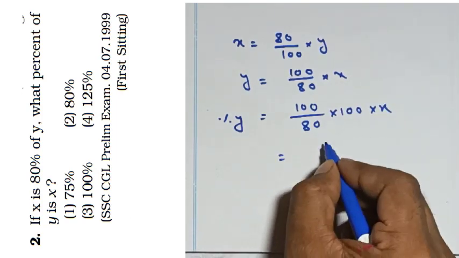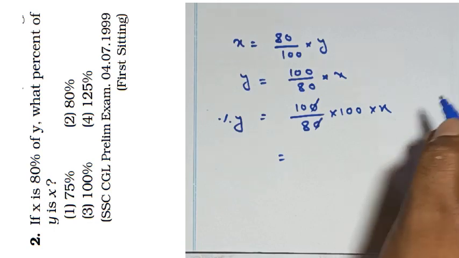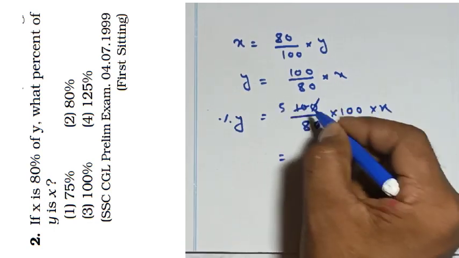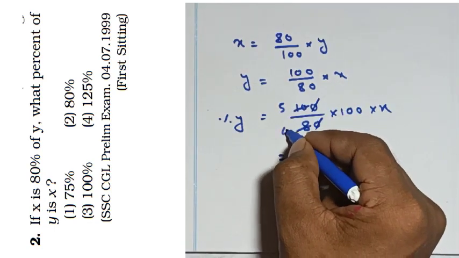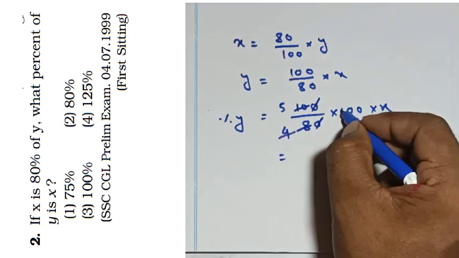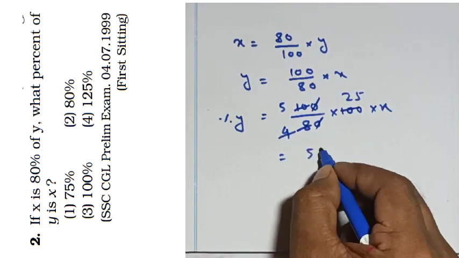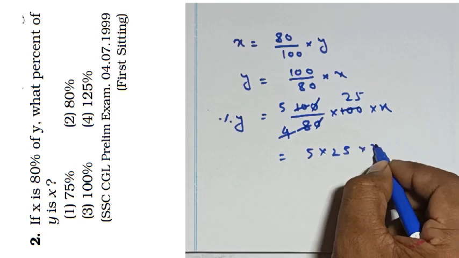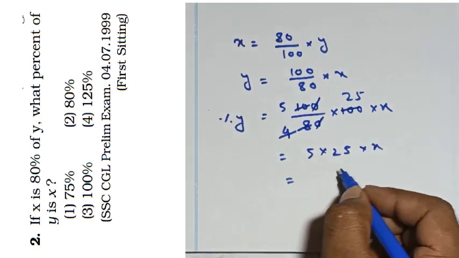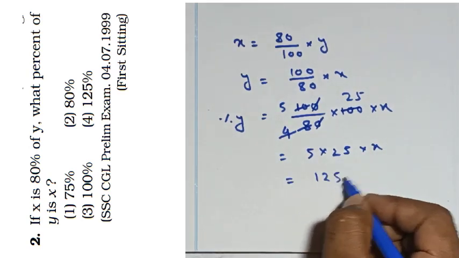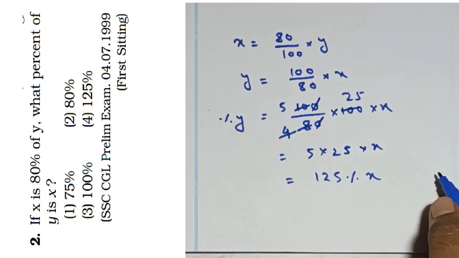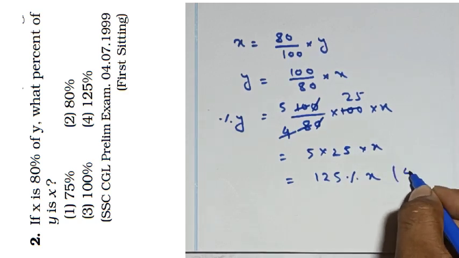So we get here the value, 0 is cancelled, and 5 into 2 this is 10, and 4 into 2 this is 8, and this is 25. So 5 into 25 into X, so we say that it is 125% of X. So our answer goes to 4.